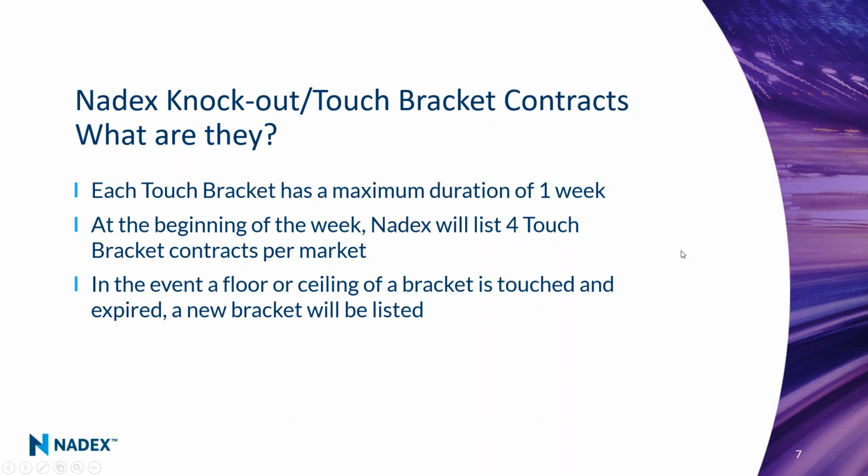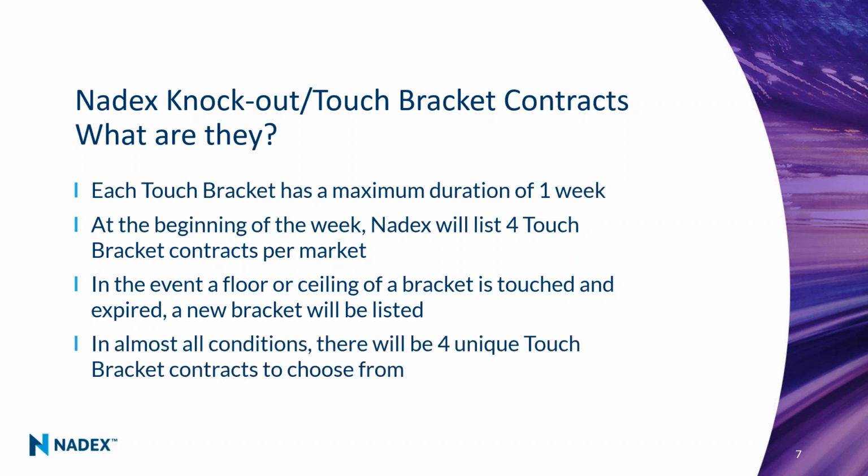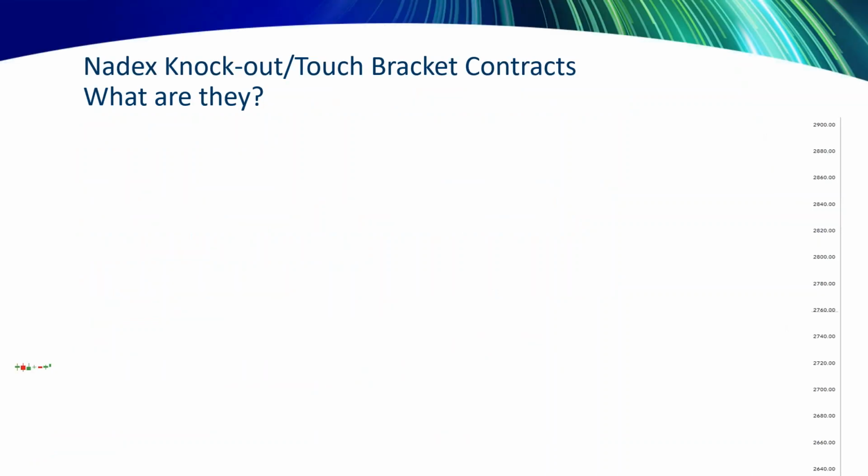If the floor or ceiling is touched and expired, a new bracket will be listed. So we're always going to try to maintain 4 brackets. This is done very intentionally and from a structural perspective, which we'll take a look at in a moment. So you'll have 4 unique touch brackets to choose from. Okay, let's get into the pictures portion because I think this helps explain them a bit better, right?